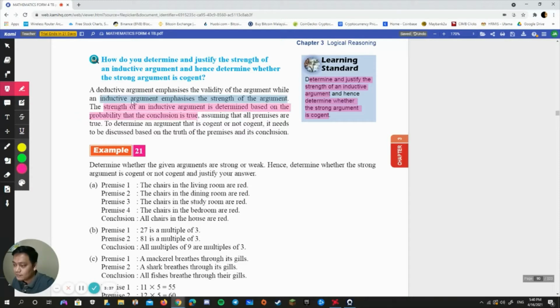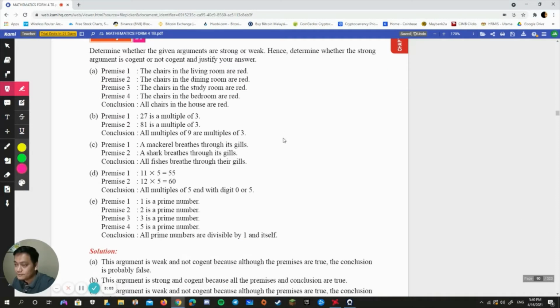So this means if all the premises are true, and the conclusion is also true, then it is a strong inductive argument. After that, you need to determine whether that argument is cogent or not cogent, meyakinkan atau tidak meyakinkan. It needs to be discussed based on the truth of the premises and its conclusion. You refer to example 21.